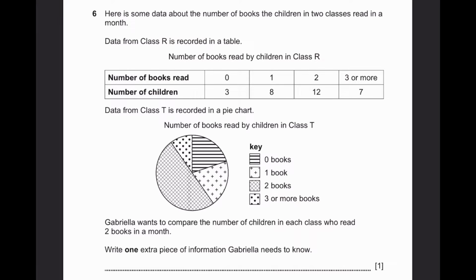Well, we know the number of people exactly in class R who read 2 books in a month. That's 12 children. But then what about for class T? We can see in the pie chart that the proportions are given. But then, what's the total number of students in class T? Only if we know the total number can we separate it into these 4 categories. So the extra piece of information is the total number of students in class T.